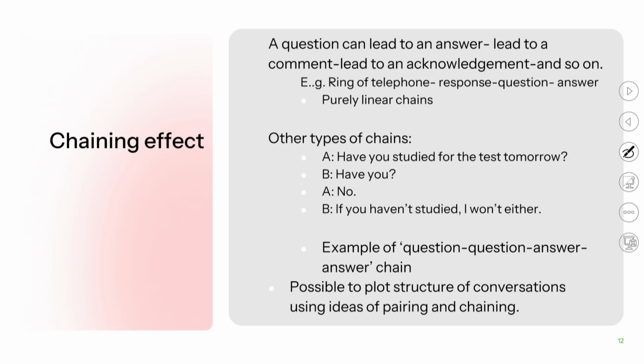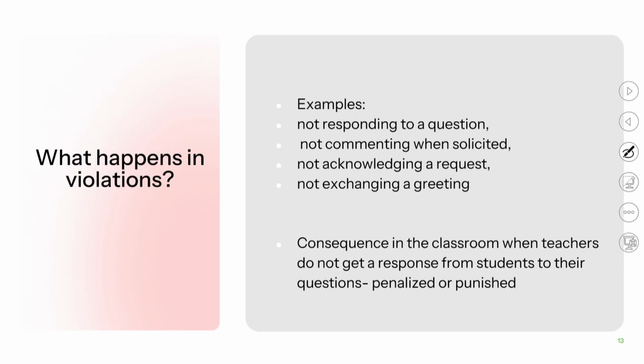So, by using this kind of chain structure, it is possible to plot the structure of conversations using ideas of pairing and chaining. This is how you take the conversation forward. This is fine, this is what typically happens, but what if it does not happen? When it does not happen, what happens? What are the results of those violations?